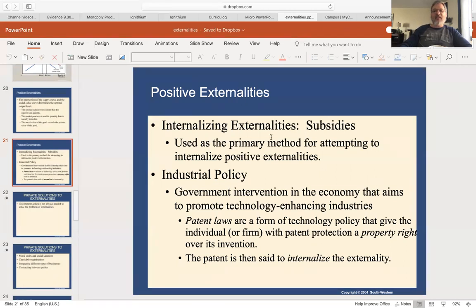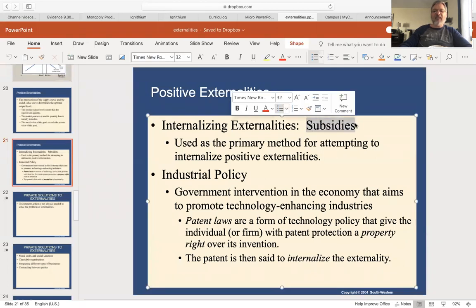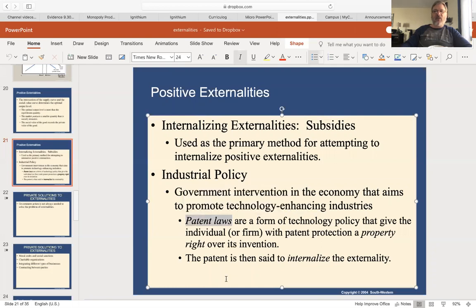But when it comes to internalizing positive externalities, remember, a tax is when the government takes money away from you. When the government gives you money for something, like to help support your education, it's called a subsidy. So that's the primary method for internalizing positive externalities. You give people subsidies for their education so they get more education. And when we're talking about research and invention, patent and copyright laws are also another way that the government is incentivizing innovation or research and development, right?